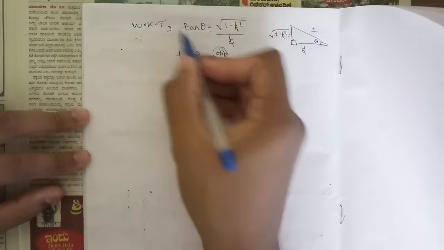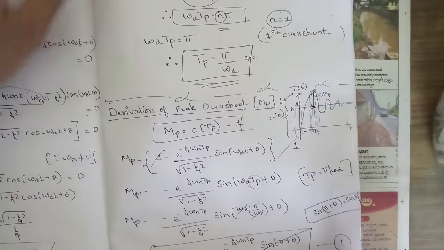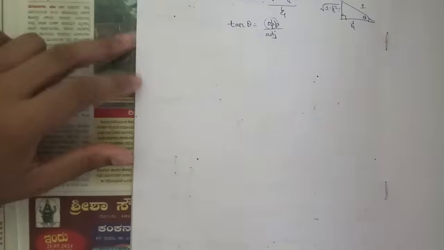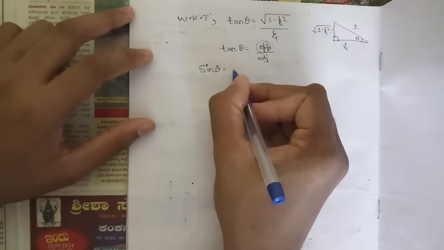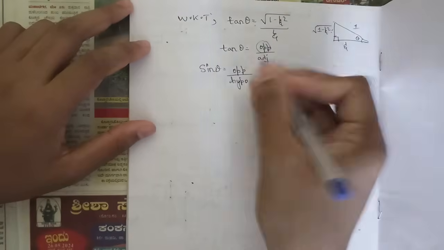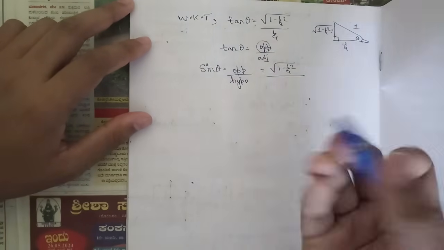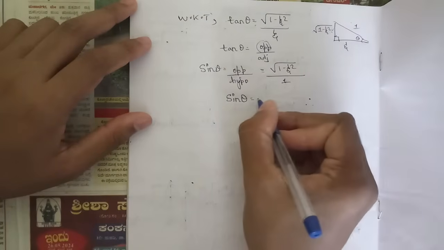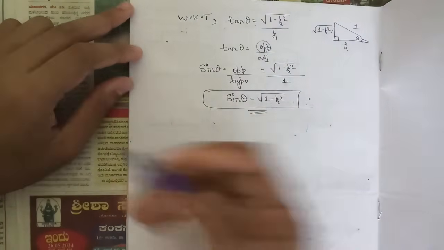Now from this tan theta and from equation 1 which we have taken, we have obtained sin theta, right? So in place of sin theta we can write it here, since sin theta is equal to opposite by hypotenuse. The opposite side we have is square root of 1 minus zeta square, and the hypotenuse, since it's not mentioned, we can take as 1. So from this relation we can obtain the value of sin theta, that is square root of 1 minus zeta square. Now substitute this value of sin theta in equation 1.